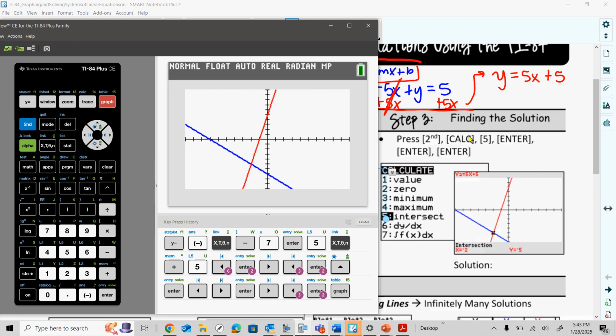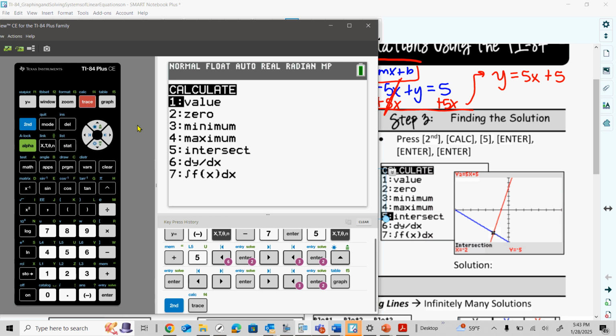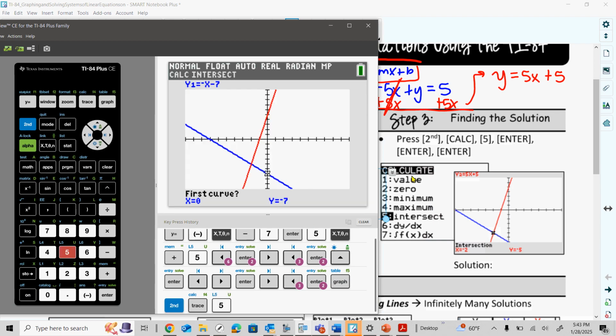Okay, so right here, you're going to hit the second button, which is the blue button, and then you're going to hit calc. To get to calculate, written in blue up here, you have to hit the trace button. So you hit second trace, and then you're going to pick number 5, intersection. So I'm just going to click the number 5, and then it says enter, enter, enter. You're going to hit enter 3 times.